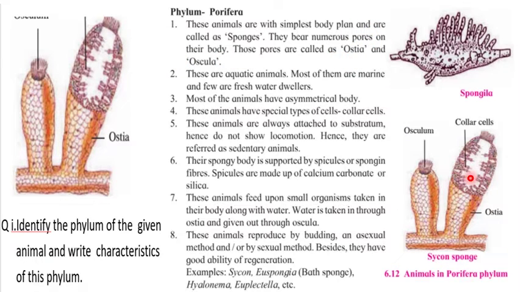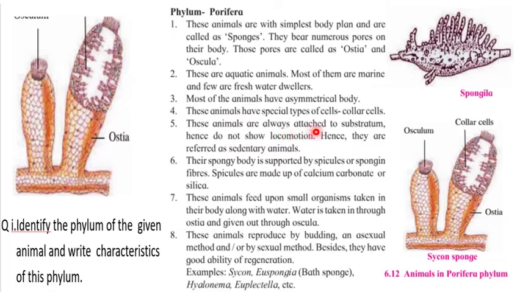These pores are called ostia or osculum. These are aquatic animals. Most of them are marine, and a few are freshwater. Most of the animals have an asymmetrical body. This animal has a special type of cell. It is called the collar cell.